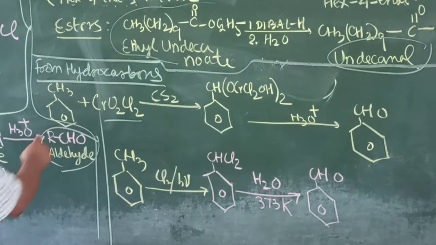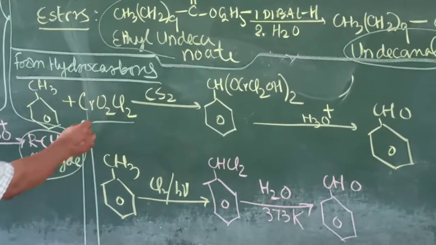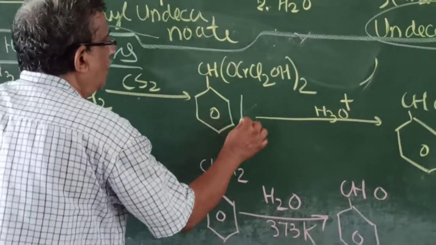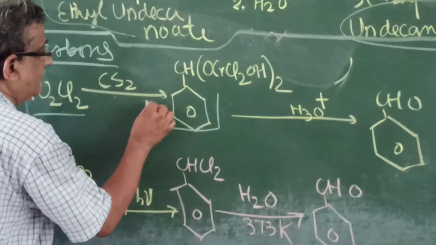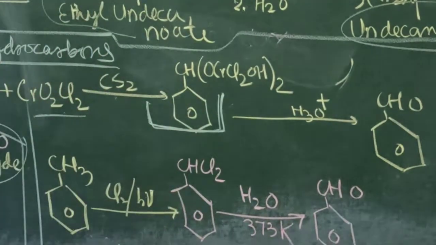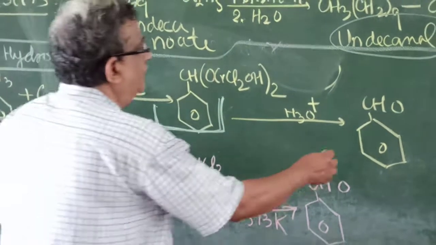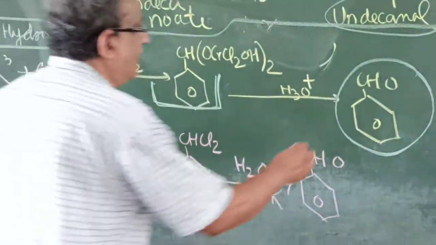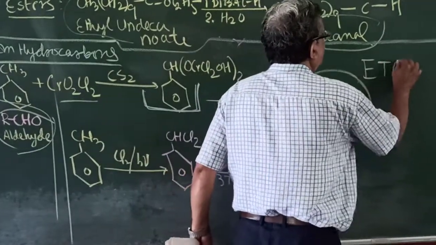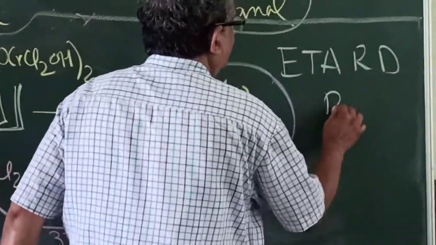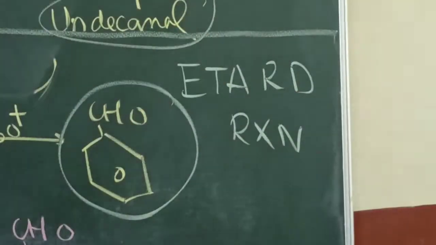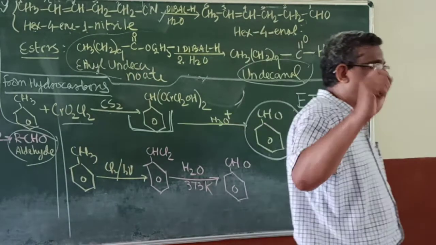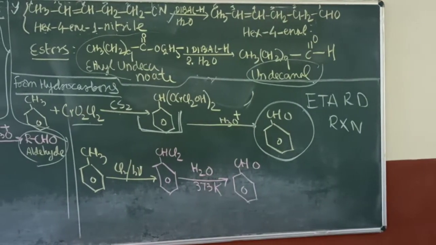We take here methyl benzene. This is your toluene or methyl benzene using CrO2Cl2 in presence of CS2. This is brown chromium complex. First of all, the brown chromium complex is formed. And from this here we get benzaldehyde, and this reaction is known as Etard reaction. Etard reaction. I have told you three reactions, very important. I repeat: Rosenmund reduction, Stephen reaction, and Etard reaction.